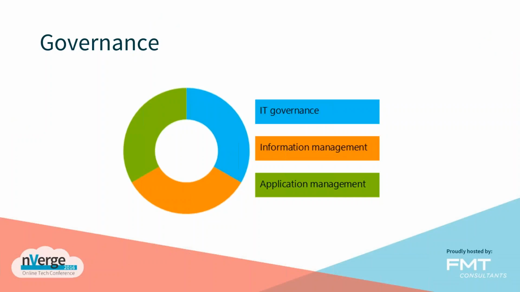So governance in SharePoint 2016 includes 3 major areas. Each is equally important. So you have IT governance, you have information management, as well as application management. Successful IT governance has three essential elements. So you need a governance group, and a governance group defines the initial offerings of the service. It defines the service's ongoing policies. It meets regularly to evaluate success.